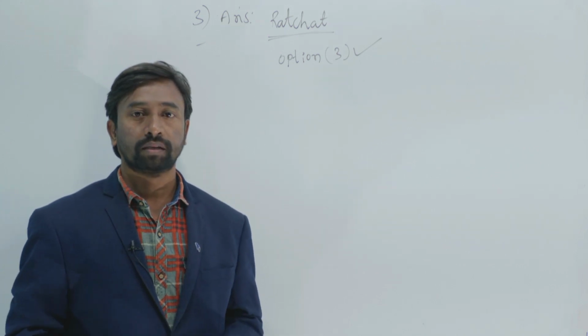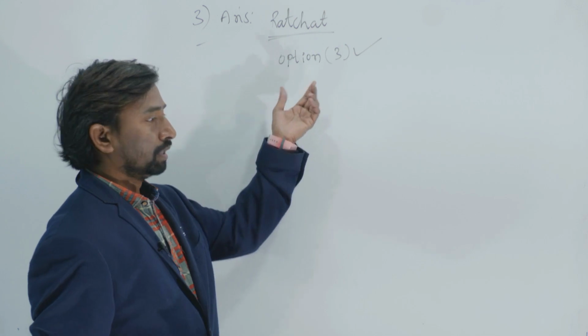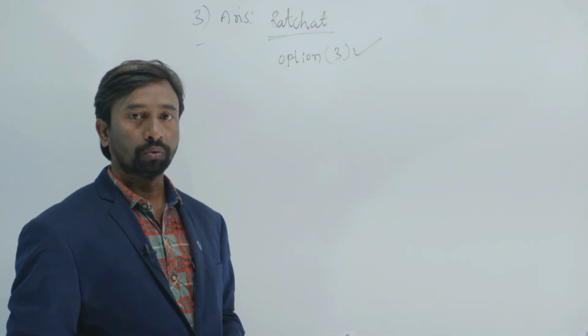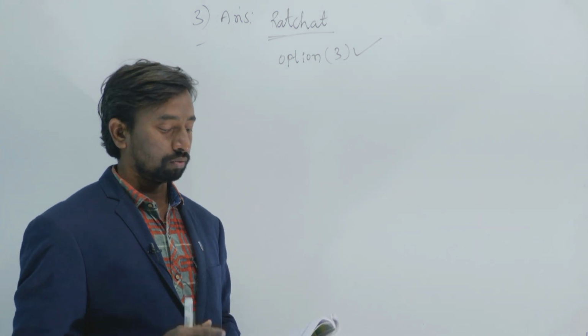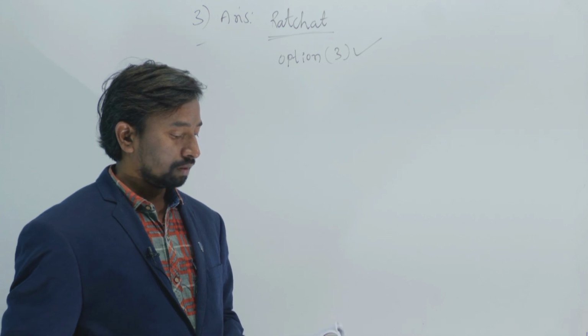The ratchet makes a noise, and by listening to that noise we can decide whether we have rotated it properly or not. So we have to rotate up to 3 sounds to listen. That is called the ratchet.